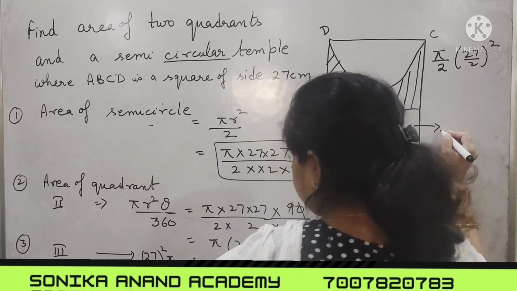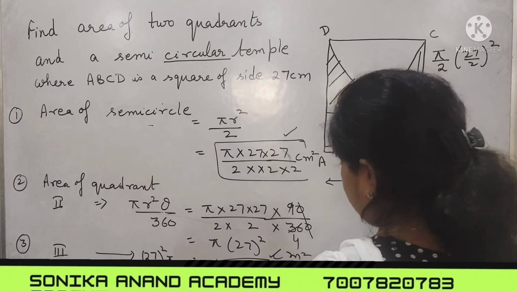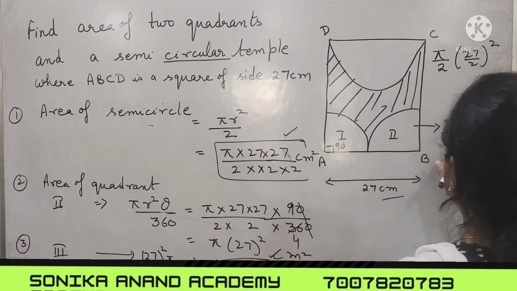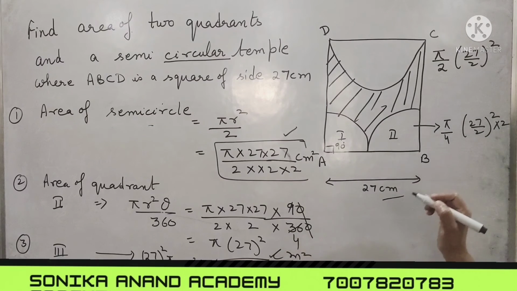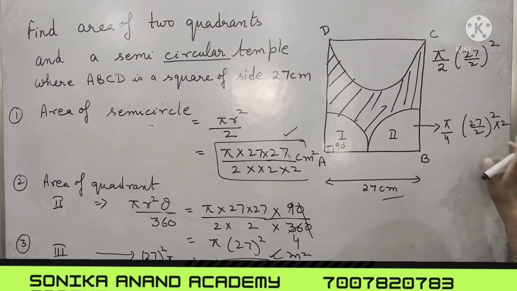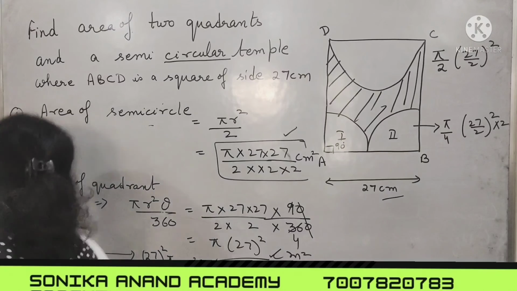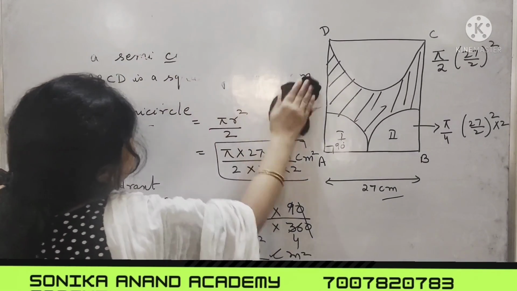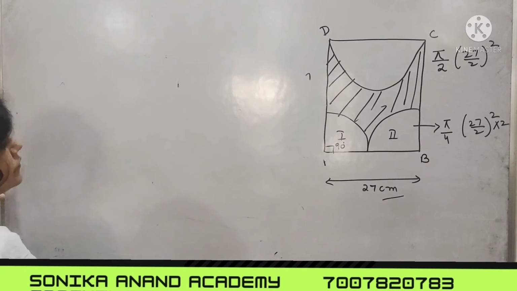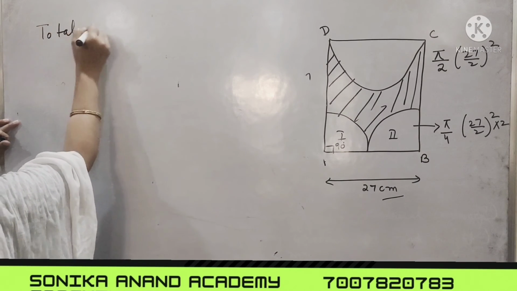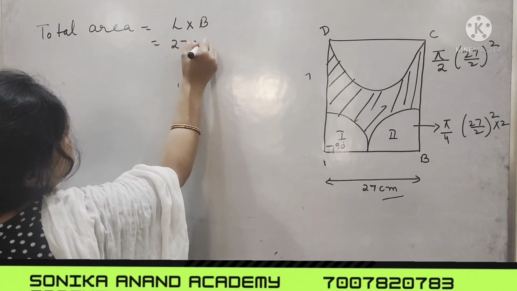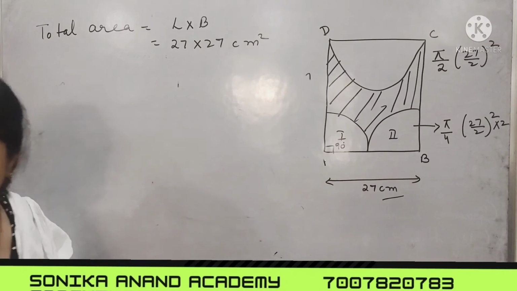For the quadrant we get pi by 4, 27 by 2 whole square. And for this again it is the same, so we multiply it with 2. Okay, 1 1 2. This is the total area. I have written pi by 4, 27 by 2 whole square into this. Clear? Now, firstly we find the total area of this square. So, the total area of the figure is, it is a square, so length into breadth, which is equal to 27 into 27 centimeter square, which is the total area.